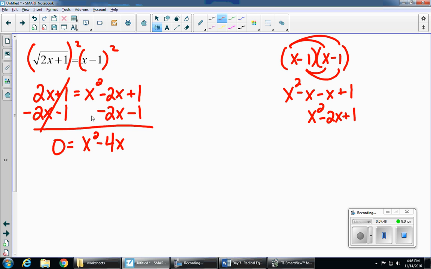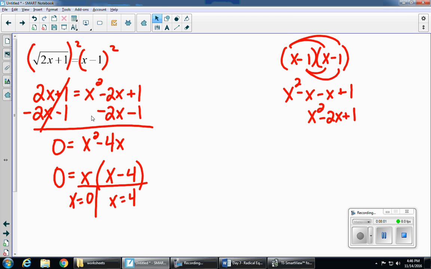Once we have an x squared set equal to 0, we're going to factor. This has a GCF of x, and I'm left with x minus 4. So I have x equals 0 and x equals 4 when I tee off. But remember, you always have to go back and check your answer. We have 3 ways to check it. You can substitute, you can go to your table or your graph. I'm going to do the table and the graph right now.